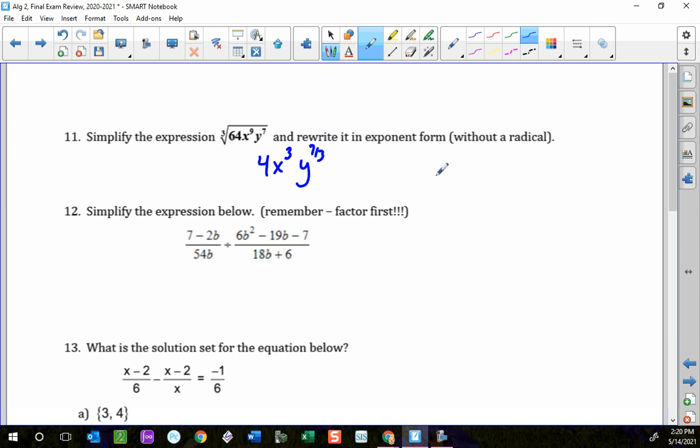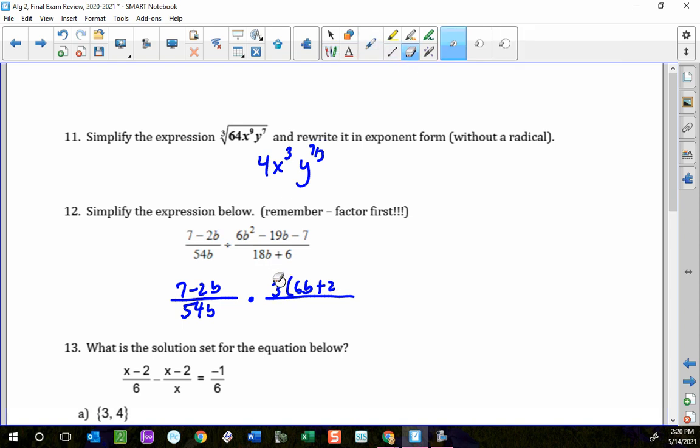Alright, for number 12. Number 12, I'm going to be canceling some things out, but I need to factor it first. So 7 minus 2b does not do anything. 54b does not cancel at all. Remember, I have to flip this because it's division, just multiplication. So 18b plus 6 comes up, but I can take a 3 out of that, which then makes 6b plus 2. Oh, wait a minute. I could take a 6 out.